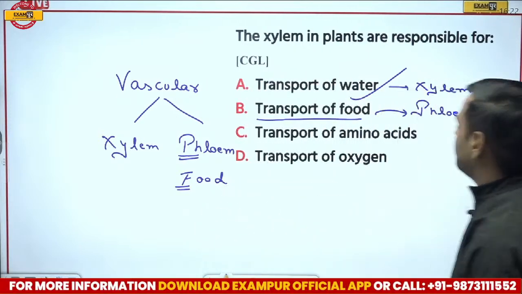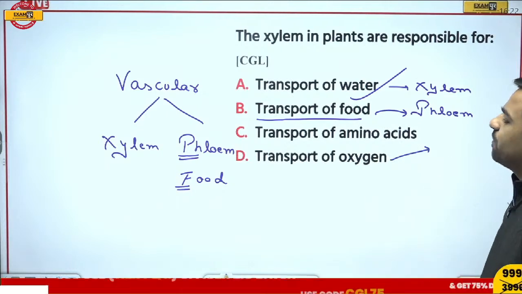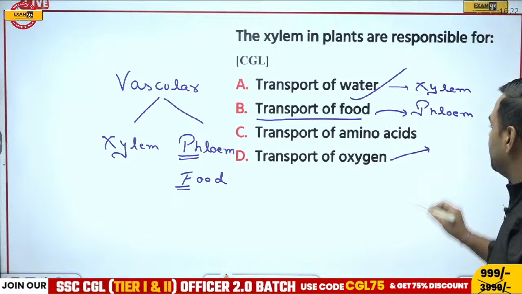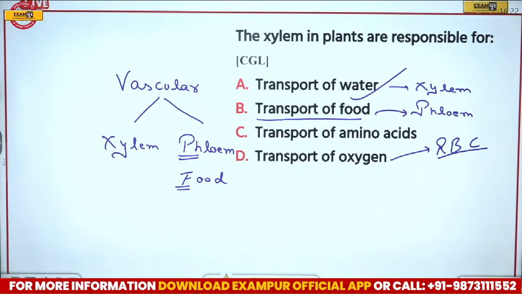Okay, so let's move forward to the next question now. What about transportation of oxygen? If I talk about the transportation of oxygen, here when we discuss blood, we discuss RBC. That is, red blood cells are helping in the transportation of the oxygen.